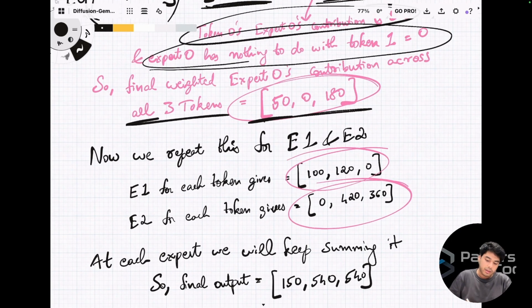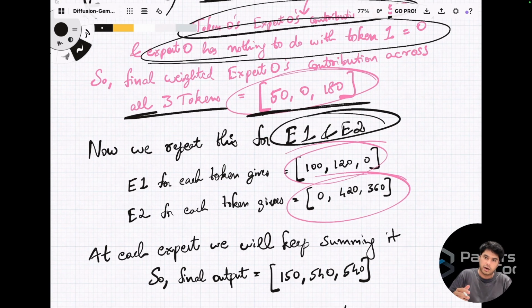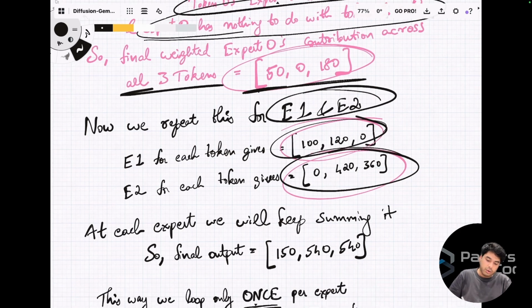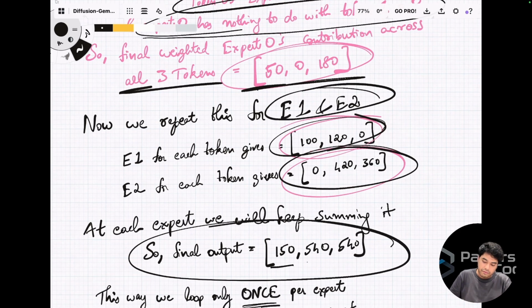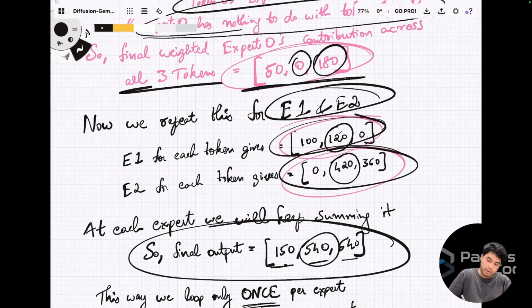And now we repeat this for expert 1 and expert 2 as well. And we get these two. And what we do is we keep summing these together and we finally get an output of 150, 540, 540. That's very simple. 50 plus 100, 150, 0 plus 120 plus 420, 540, 180 plus 0 plus 360 is 540. Straightforward. Nothing too complex here.